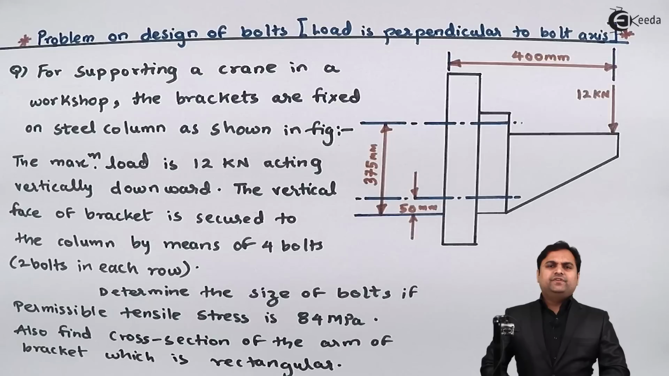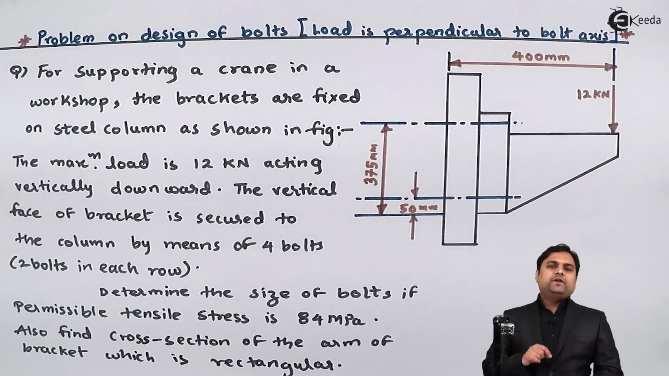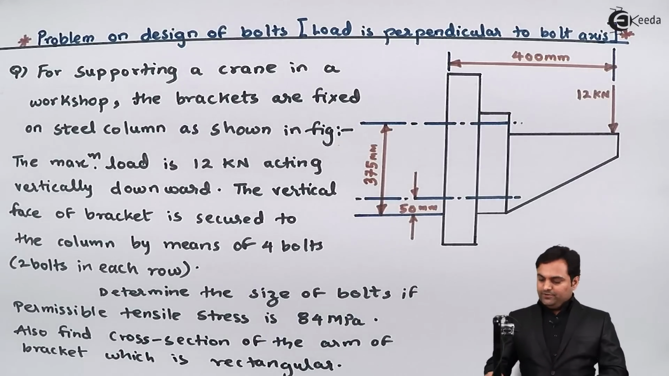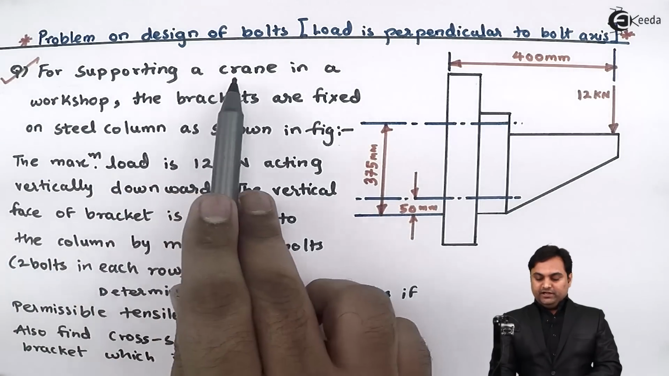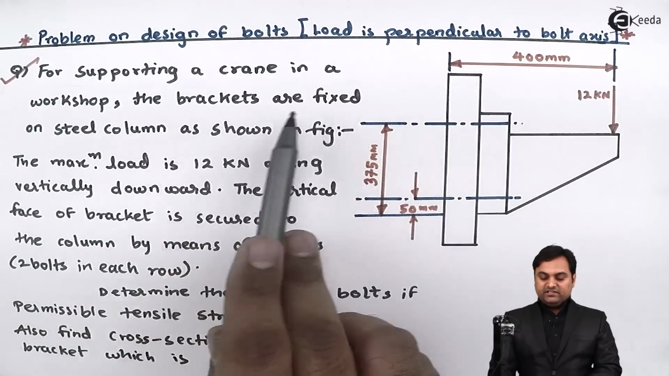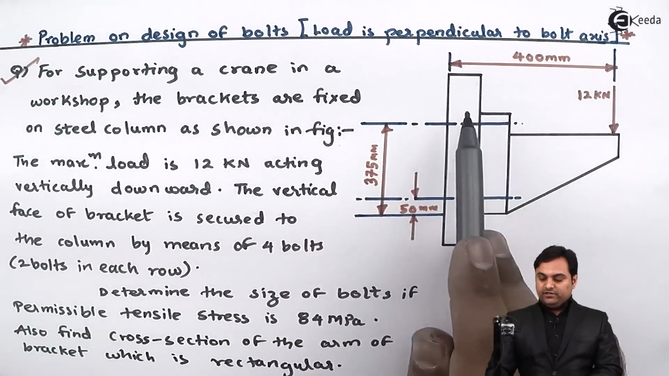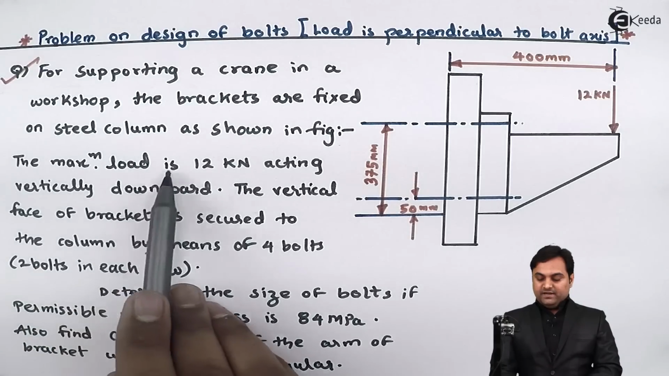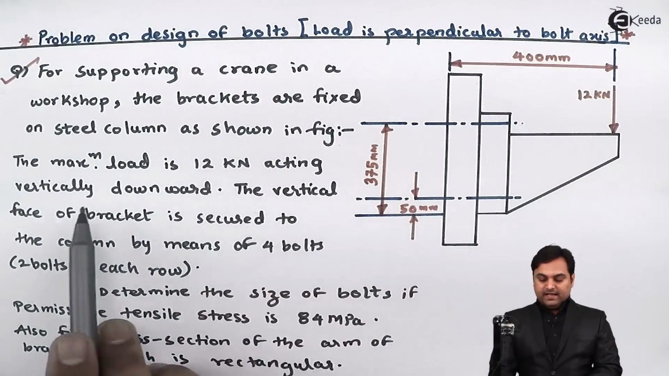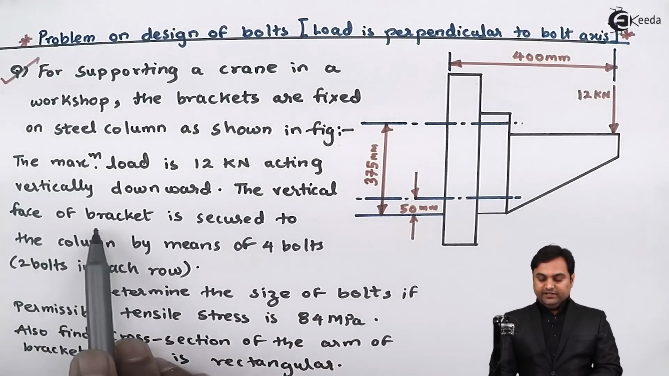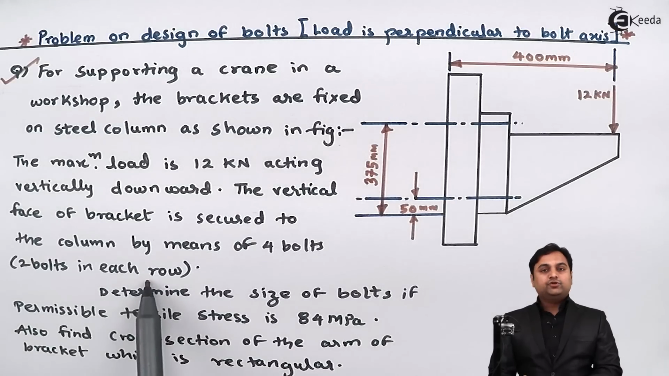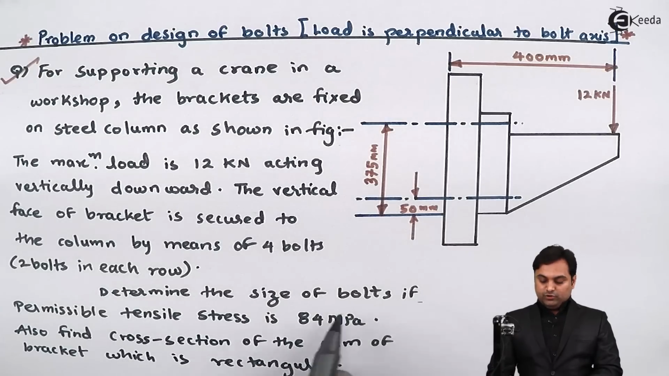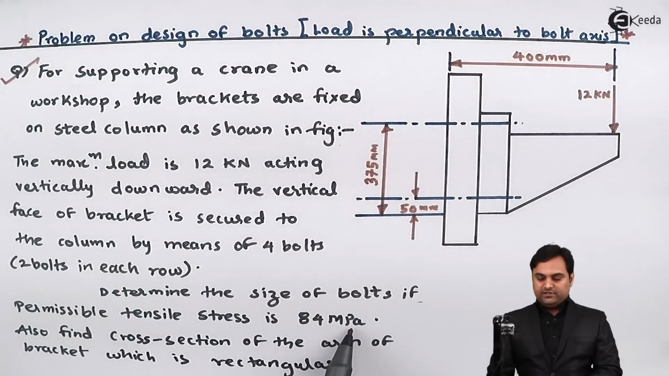Hello friends, here in this video we will see a problem on design of bolts in which the load is perpendicular to the bolt axis, and for that purpose here we have a question. For supporting a crane in a workshop, the brackets are fixed on steel column as shown in figure. Diagram is given. The maximum load is 12 kN acting vertically downward. The vertical face of the bracket is secured to the column by means of 4 bolts, 2 bolts in each row. Determine the size of bolts if permissible tensile stress is 84 megapascal.